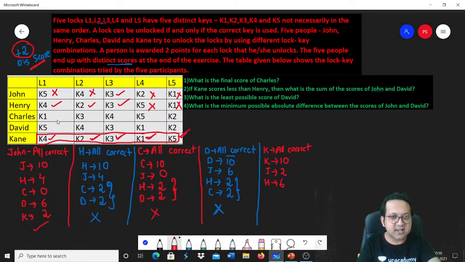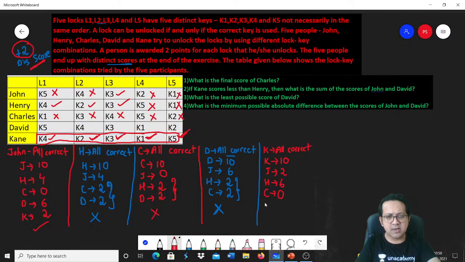Next, Charles. Correct one is K4. Charles is using K1. Wrong. Correct one is K2. Charles is using K3. Wrong. Correct one is K3. Charles is using K4. Wrong. Correct one is K1. Charles is using K5. Wrong. Correct one is K5. Charles is using K2. Wrong. So Charles got all of these wrong.